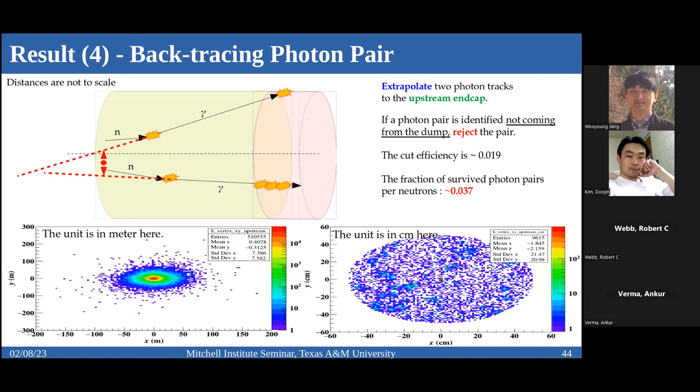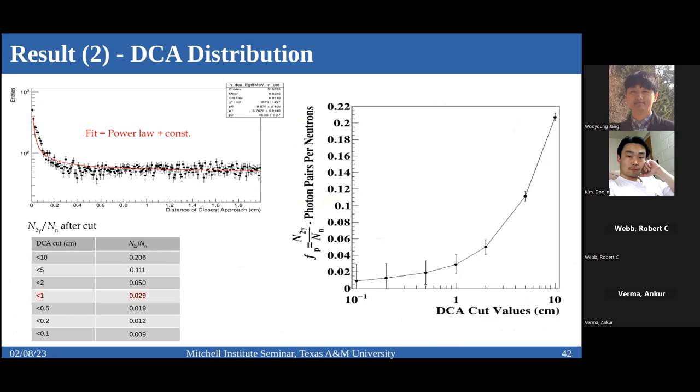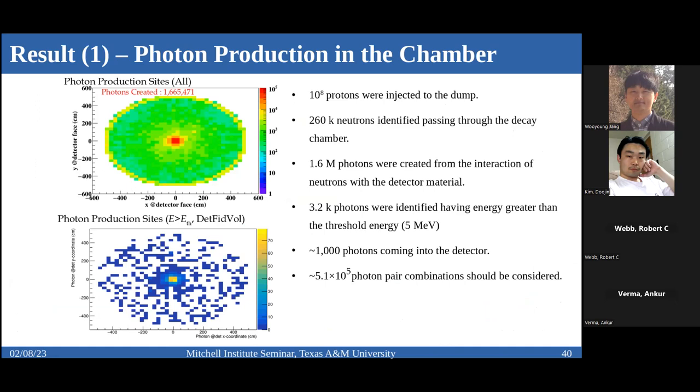How many neutrons do you have for this simulation? In this simulation, I injected 10 to the 8 protons into the dump. As a result of the modulation, I get 260K neutrons, which does not consider their direction, whether they are going to the detector or not. So I have 260K neutrons for 10 to the 8 protons, but not all those neutrons are going into the detector. Only a small portion of the neutrons create photons that go to the detector.